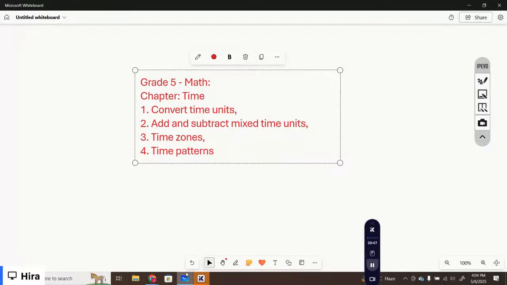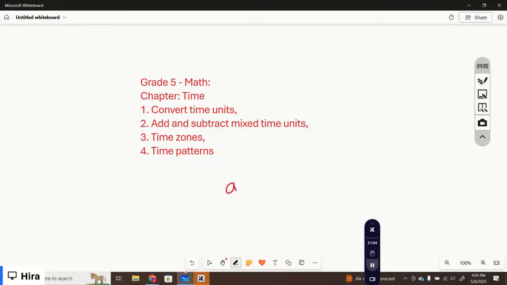We are here for grade 5 math. You can find all the lessons on a+students.com. You have to log in there using your email address and password as provided by the administrator.